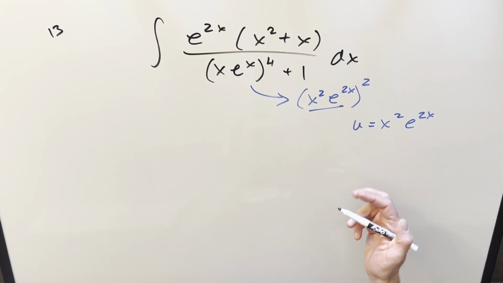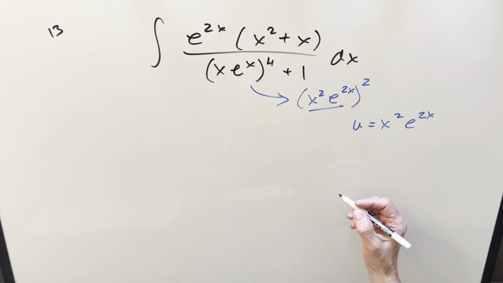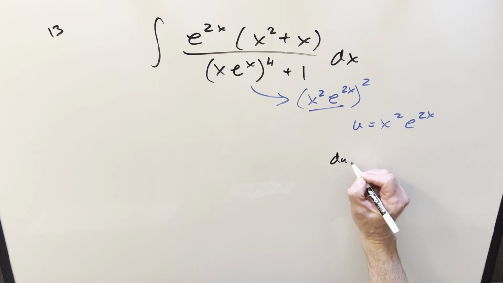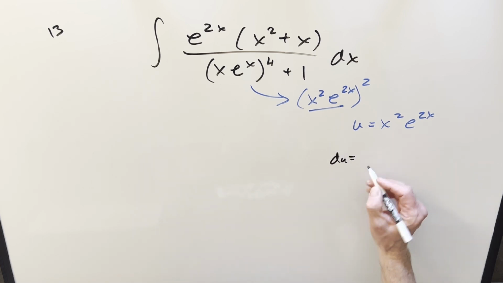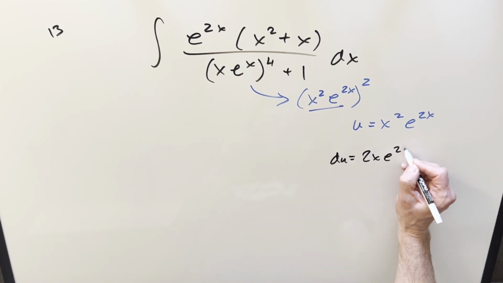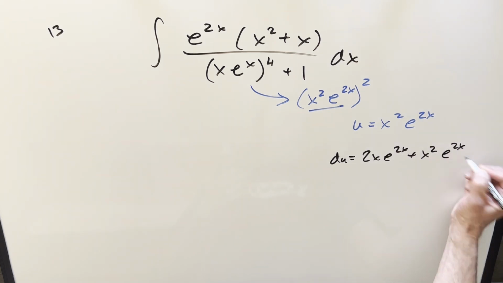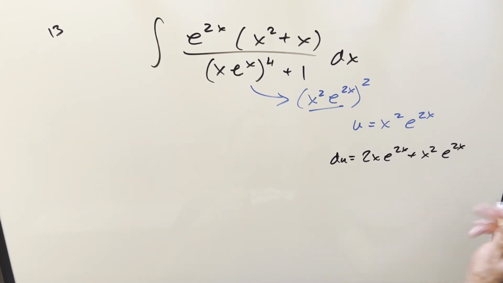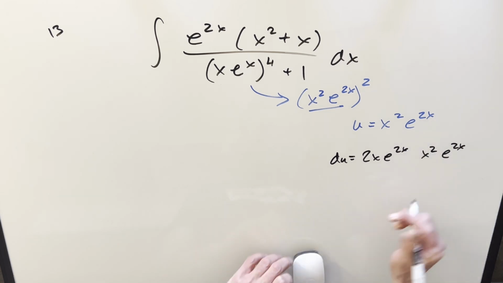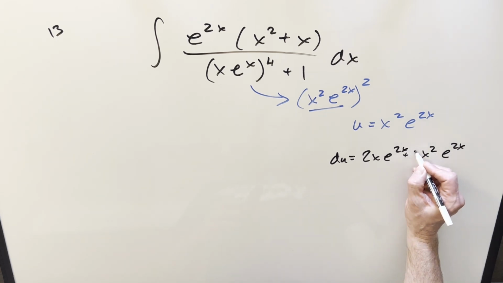So we've got our u here. Let's take a derivative on this. So then what's going to happen for du? This is going to be product rule, so we get 2x e^2x plus x squared e^2x. But then chain rule of 2 is going to pop out. Let me just throw this in here.